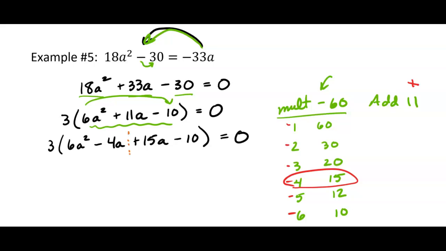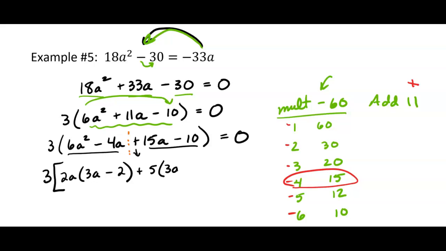Okay, here comes my dotted line. And so this is where it gets a little bit trickier to write. You have the 3 out front, then you put a bracket, and now look at those two terms and factor out the greatest common factor. It's going to be 2a. And I'll have 3a minus 2. You can check the multiplication, but that's going to work. Plus, it's addition this time right there. And then look at these two back terms, and what do they have in common? A 5. And what do we have left if we take out a 5? 3a minus 2.